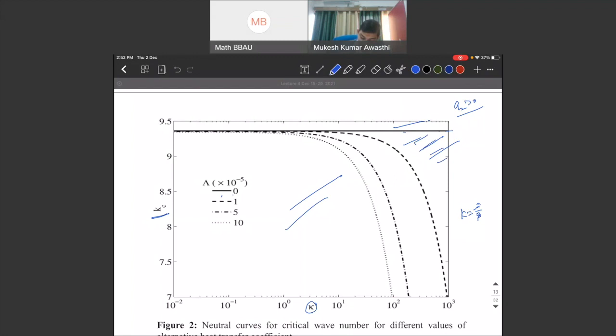We see it is for 1, it is for 5, it is for 10. So the stable region increases, the unstable region decreases. Means heat transfer has stabilizing impact on the statically unstable interface.